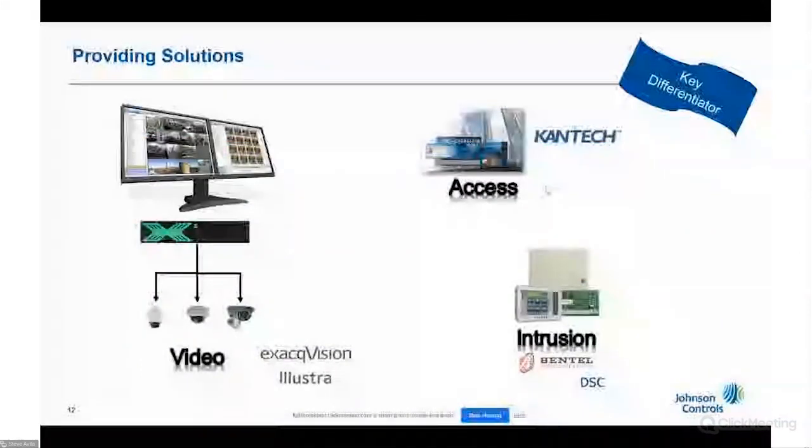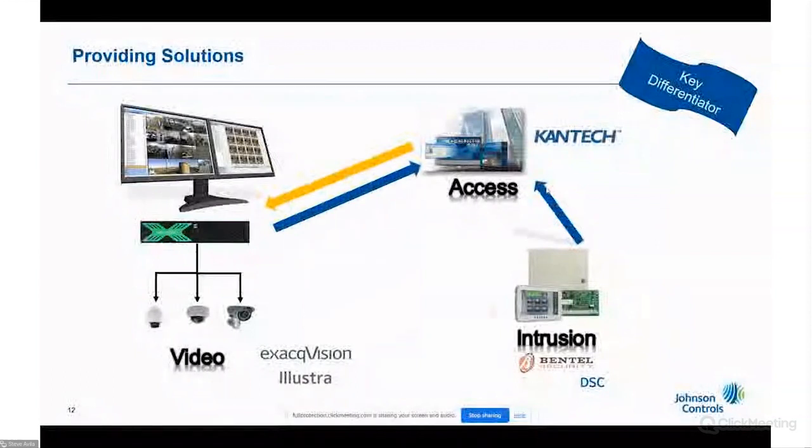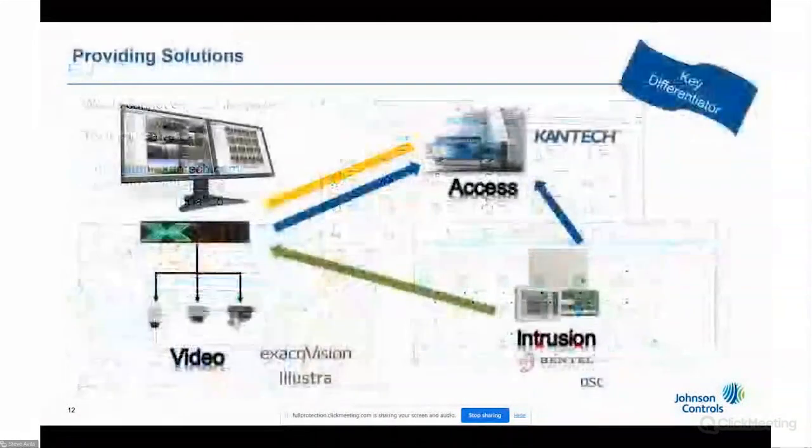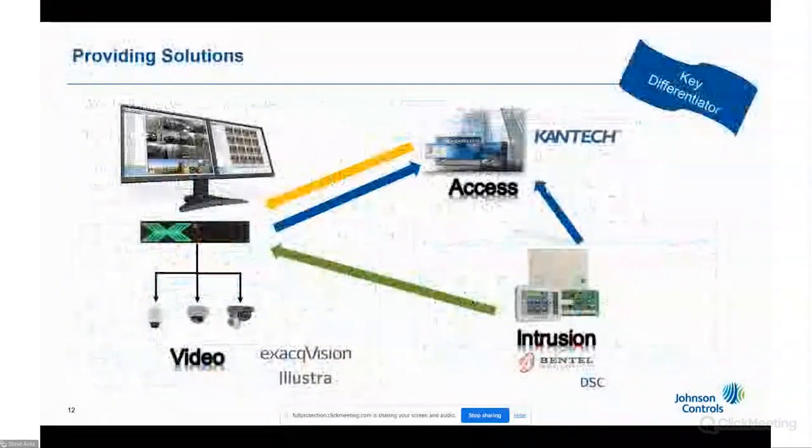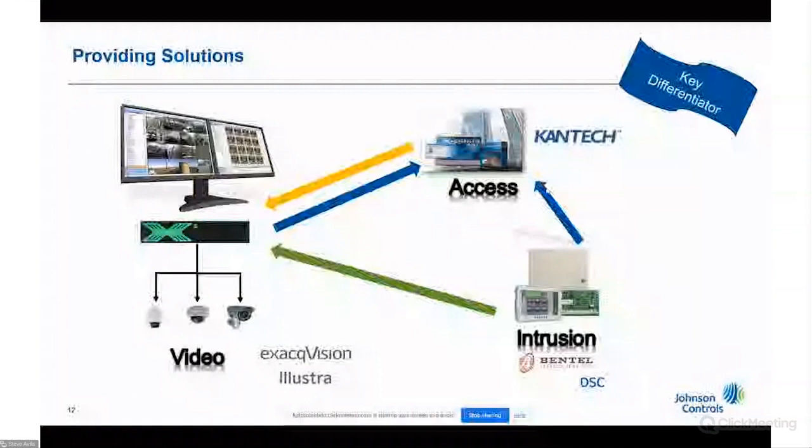I'd say the main key that makes Kantech stand out from other competitors is how you can integrate with video and intrusion. It's bi-directional communication. So what it means is that not only you get the information from the video servers and the intrusion panels, but also sends information to the video and intrusion systems.